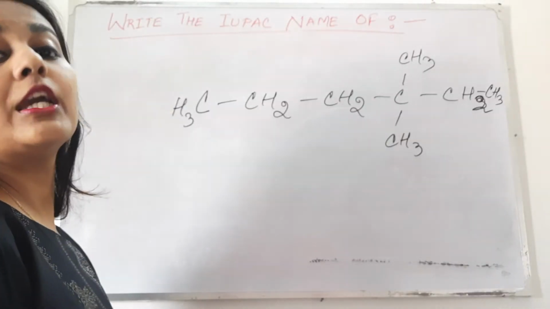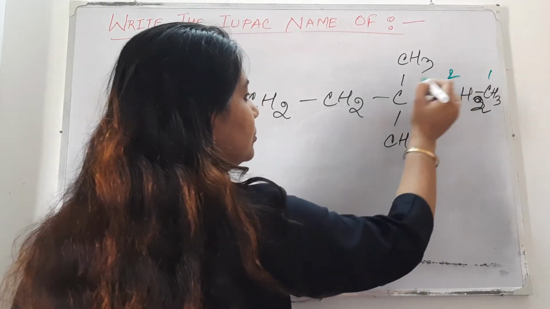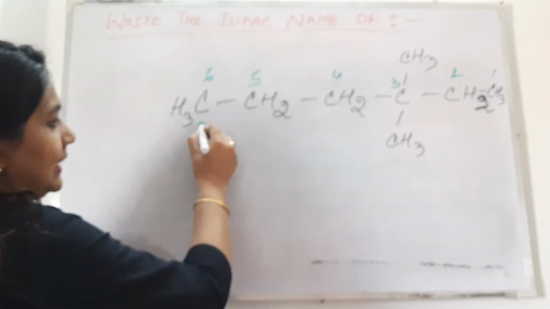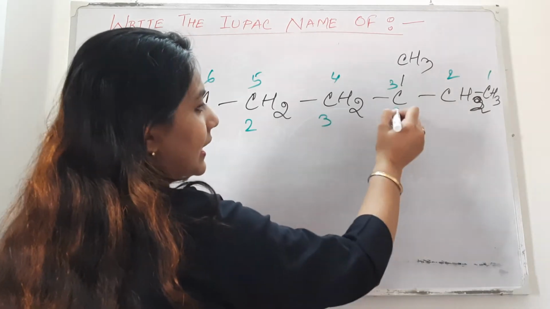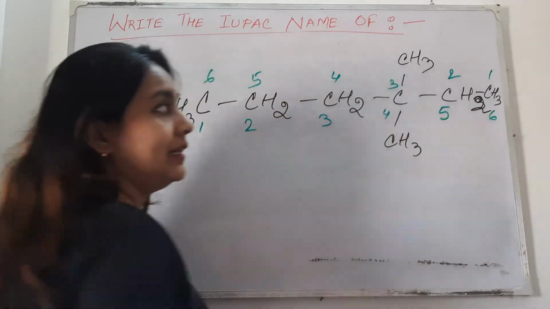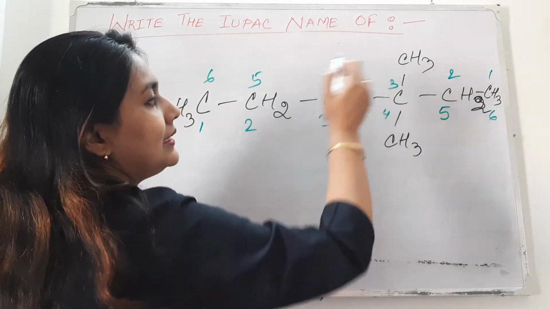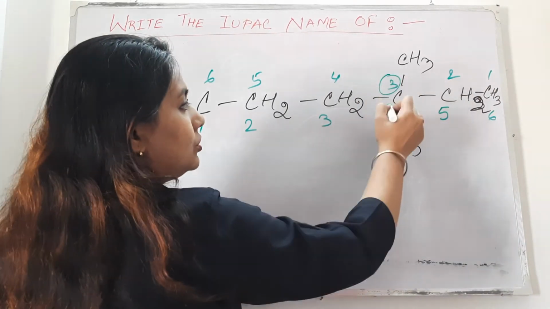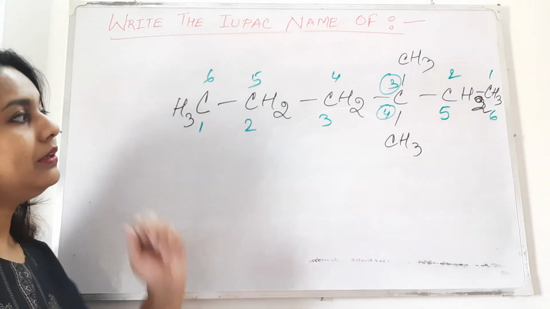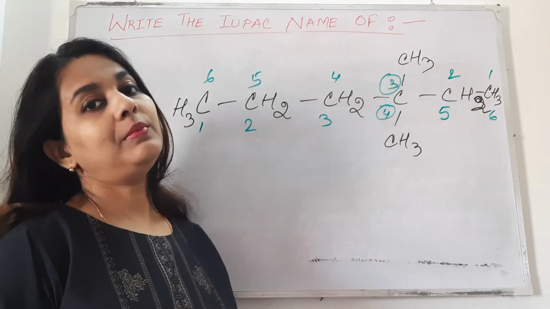Okay, now this time I have to start numbering the compound from this side. 1, 2, 3, 4, 5, 6. If I start numbering from this side, then the carbon in which the alkyl group is attached will get a bigger number than 3. If I count it from that side, it is getting the lower number, that is 3. So definitely 3 is lower than 4, hence we have to count it from the right hand side. That is the correct process of counting. I hope I am making myself clear.